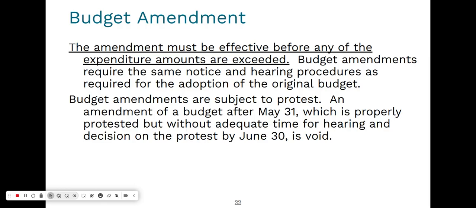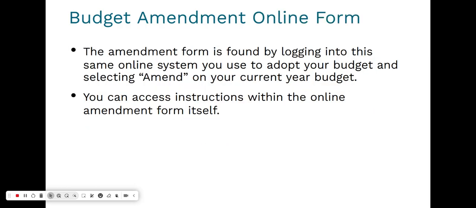Budget amendments are also, like the budget, subject to protest. Keep in mind, if an amendment of a budget is made after May 31st and is protested by your citizens, but there's not enough time for the state appeal board to hold a hearing and render a decision on that protest by the end of the fiscal year, then your protest is void. Or excuse me, your amendment is void.